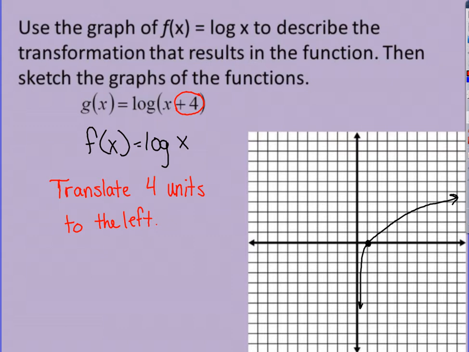So instead of crossing at 1, 0, we're going to translate 4 units to the left. I'm going to cross here. Our asymptote is also going to move. Instead of being the y-axis, it's going to shift over 4. So our asymptote is going to be located at x is equal to negative 4. And our graph is going to get closer to the asymptote on the left and go up on the right.